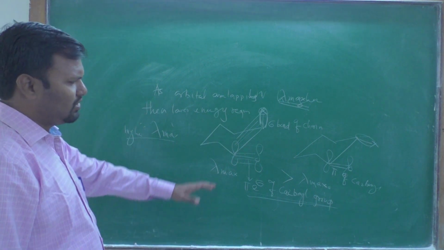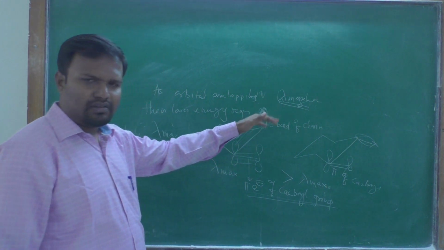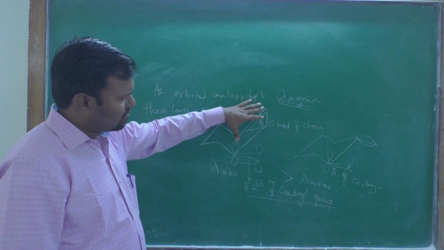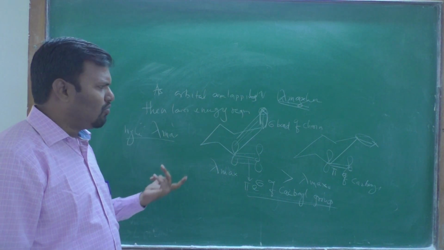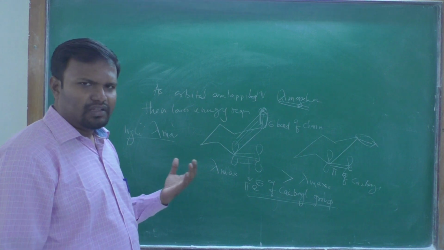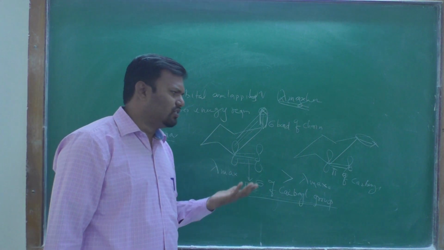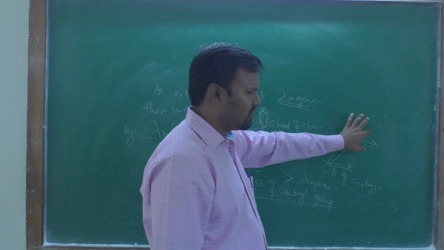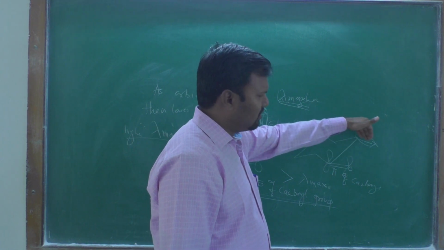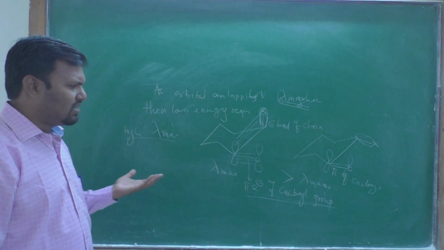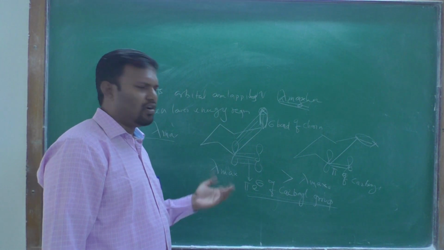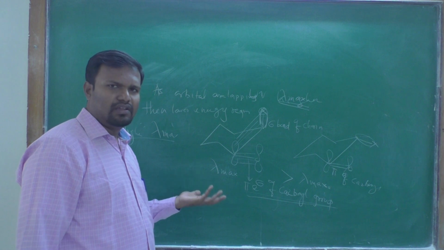If such a higher orbital overlapping is possible in a molecule, then its lambda max increases. Such a situation is not present if your halogen group is at equatorial. Therefore, lambda max increases due to the higher orbital overlapping.